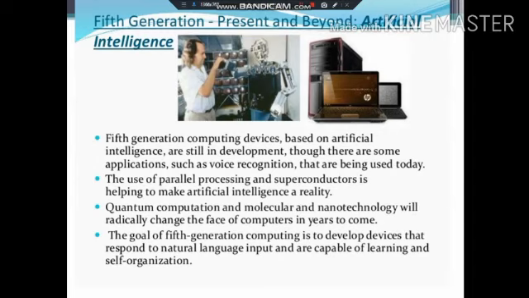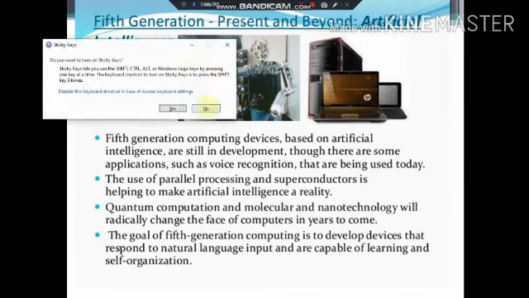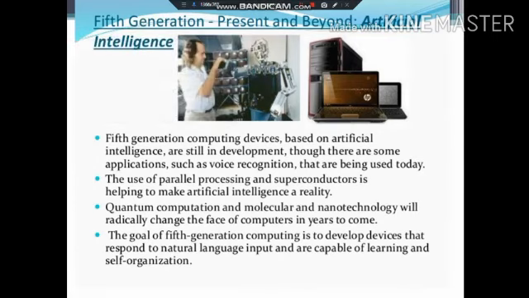The goal of 5th generation is to develop devices that respond to natural language. You all must have seen Alexa as well as Siri commercials. Those technologies are based on artificial intelligence only. They respond to human voice and can answer questions using their own brain. That is the artificial intelligence brain, as was coded into them by the companies, that is Apple as well as Amazon.